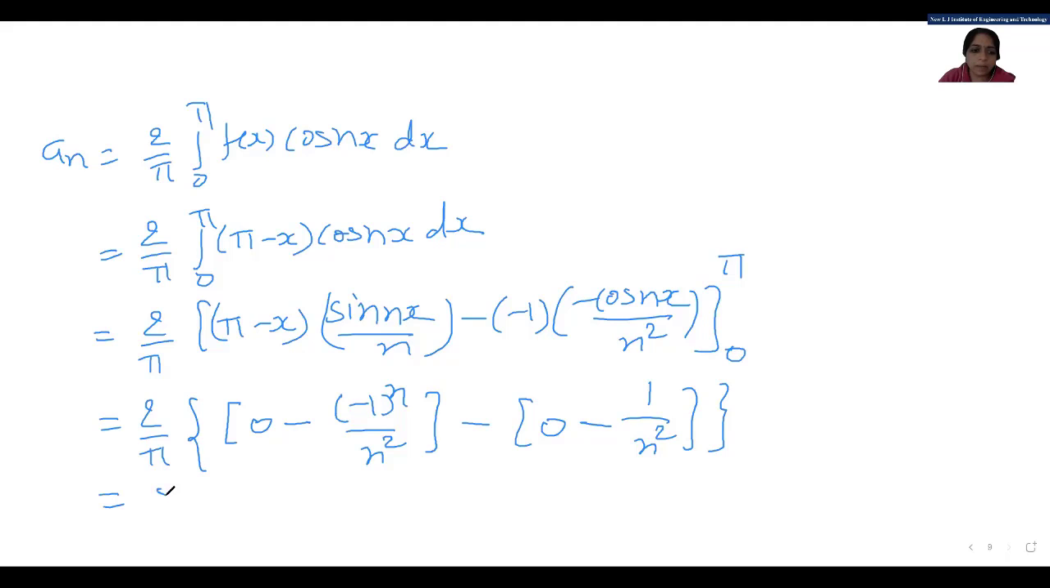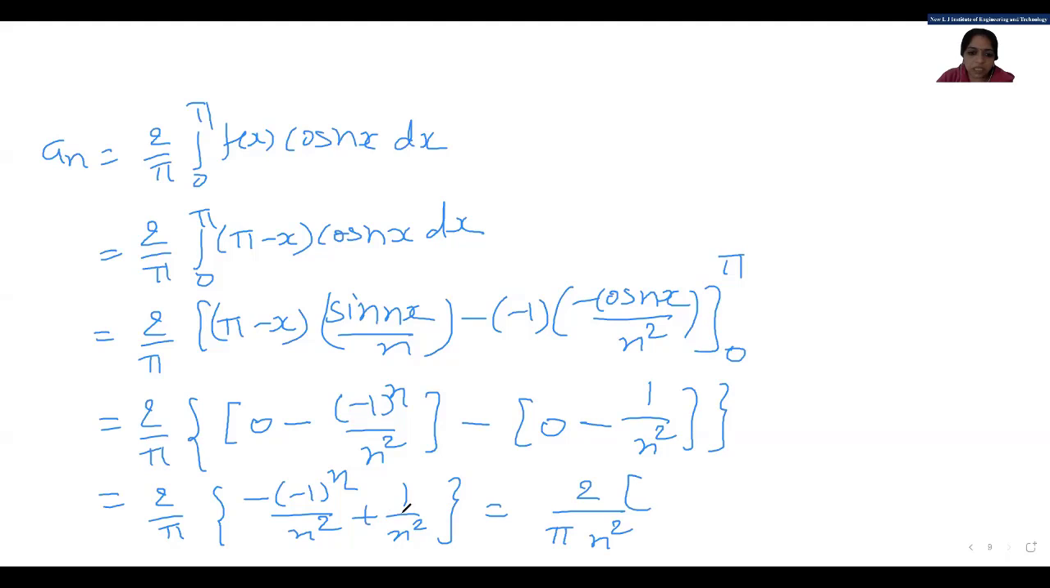So 2 by pi, this is minus minus 1 raised to n upon n square plus 1 upon n square. After simplifying, 2 upon pi n square, if I keep this one positive, so 1 minus 1 raised to n. Okay, so this is the value of an.